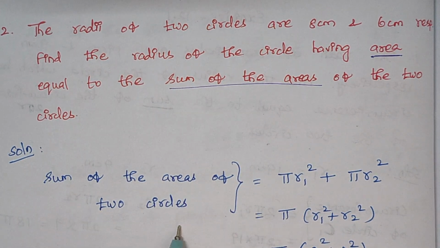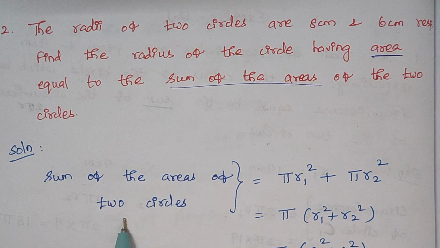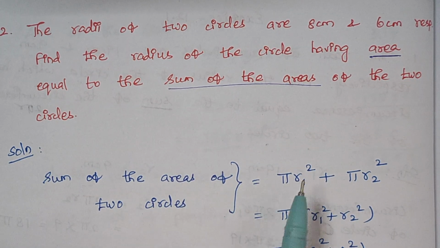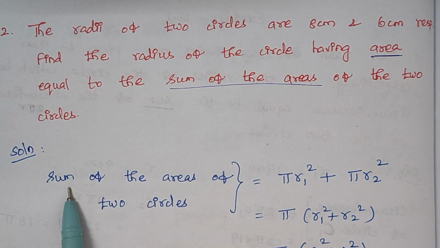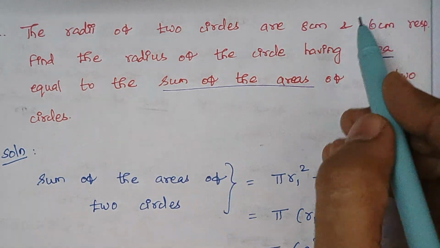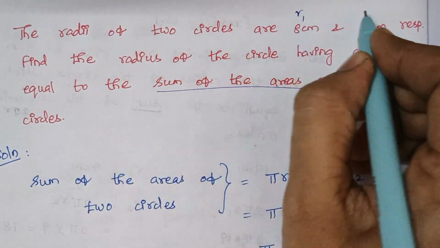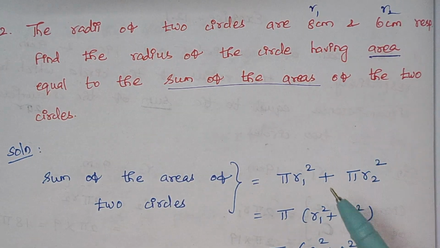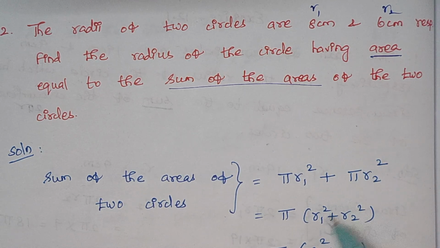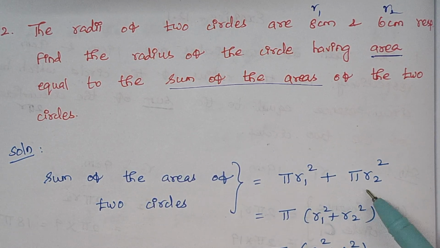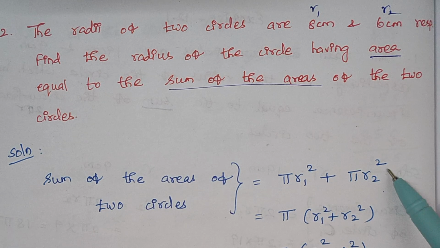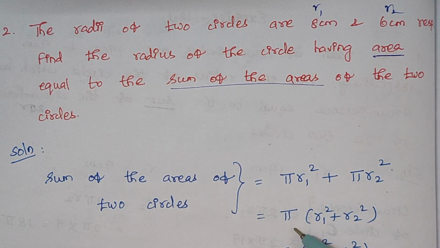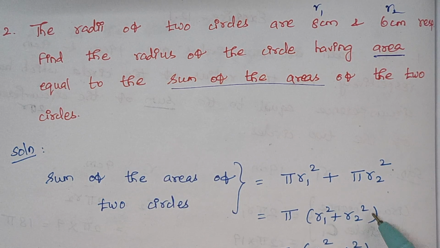So directly I take the sum of the areas of the two circles. Area is given by the formula pi r square. Let the radius of the first circle be r1 and the radius of the second circle be r2. When you add the areas, the formula will be pi r1 square plus pi r2 square. Here pi is common, so take pi outside: r1 square plus r2 square.